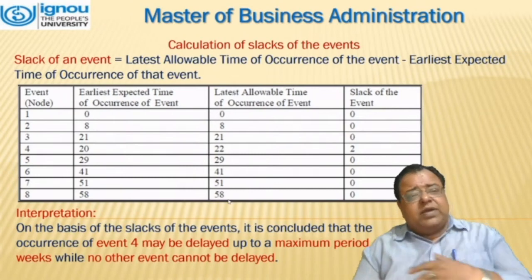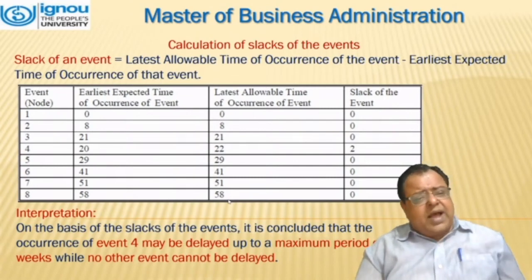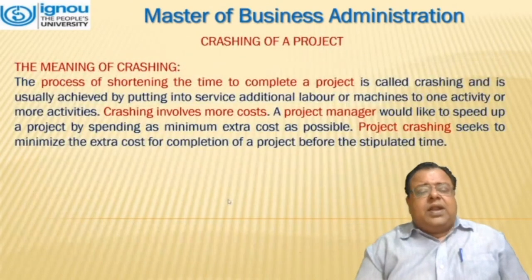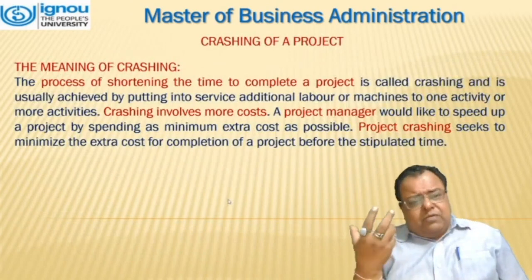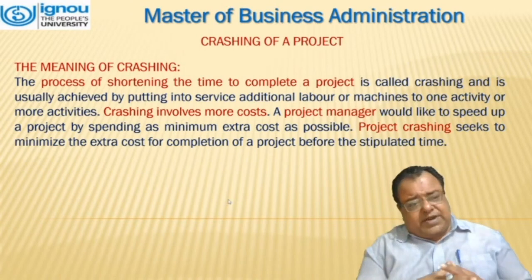We can move to 5. No doubt, in actual circumstances, we move. But in another way, if we want to hold it, we can hold event 4 for a period of 2 weeks. Now, we move to the most important next part, that is crashing of a project.